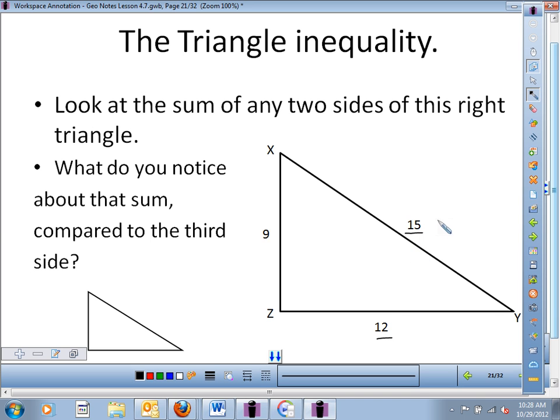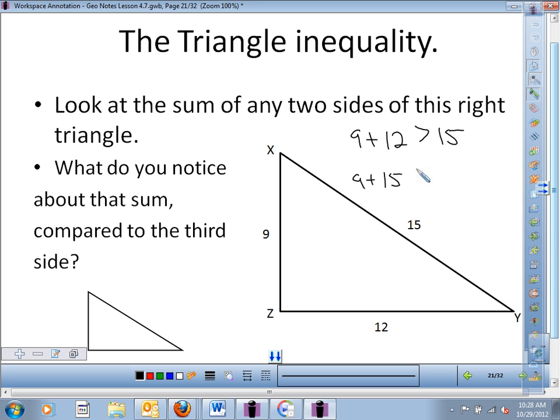What you will see is that the sum of any two sides of a right triangle, meaning if I take 9 plus 12, now this is not Pythagorean theorem today. We will do a little bit of Pythagorean theorem, but when I take 9 plus 12, those two side lengths have to be greater than the third side of 15. Or if I go 9 plus 15, those two sides are greater than that 12. And obviously if I take 12 plus 15, that is going to be greater than 9.